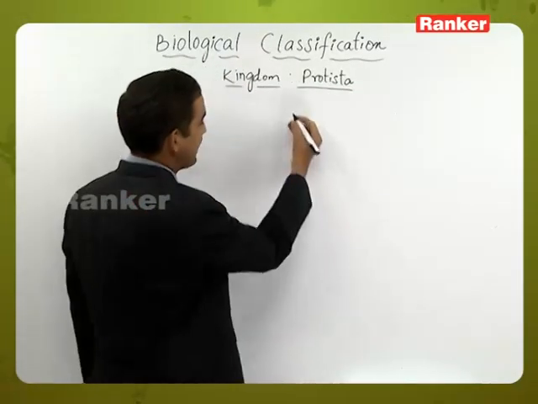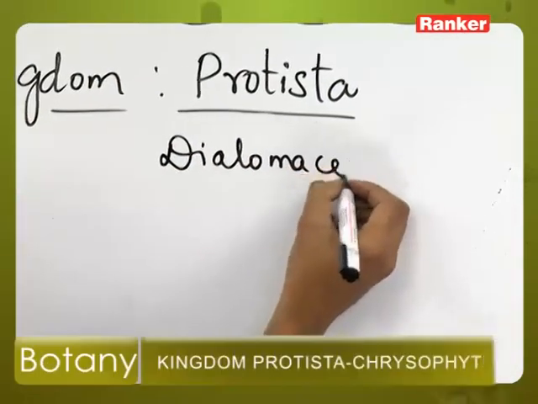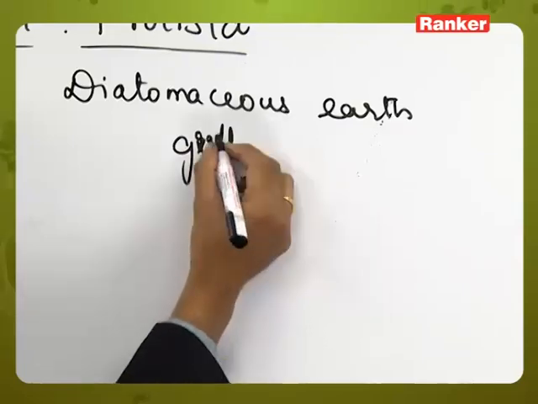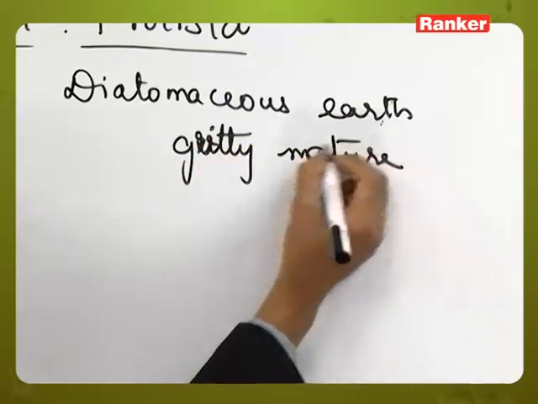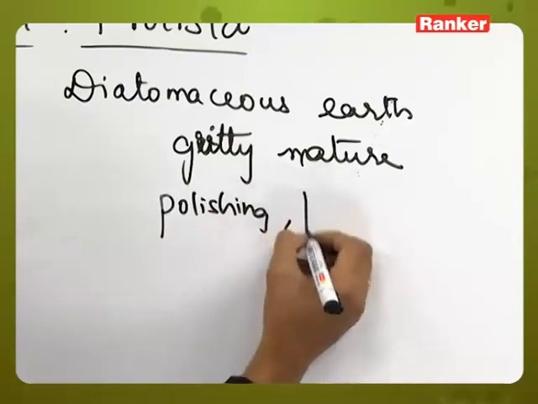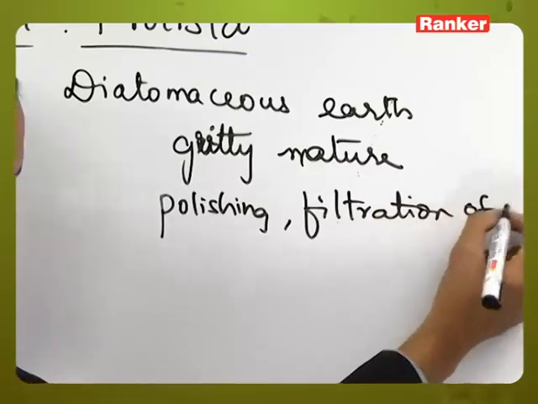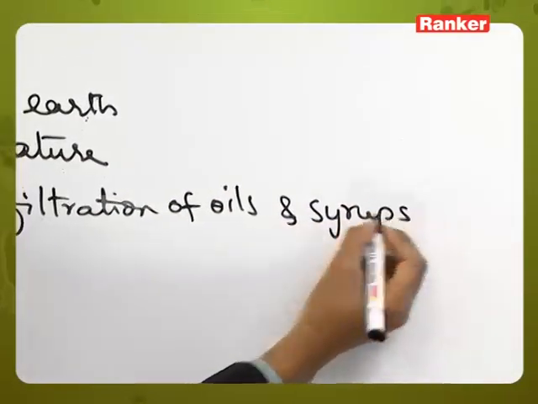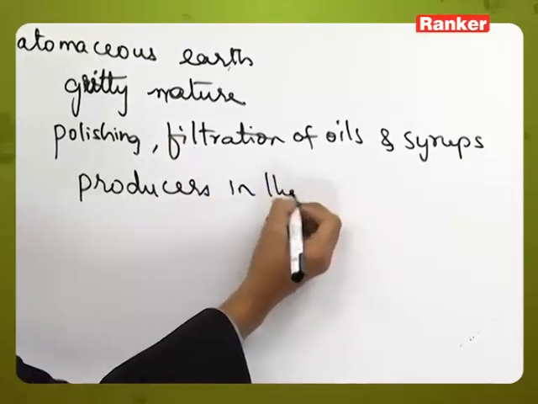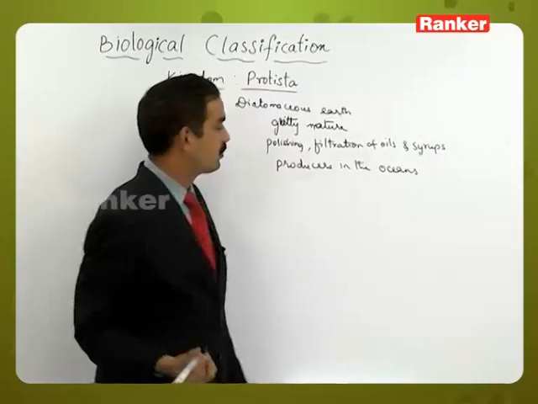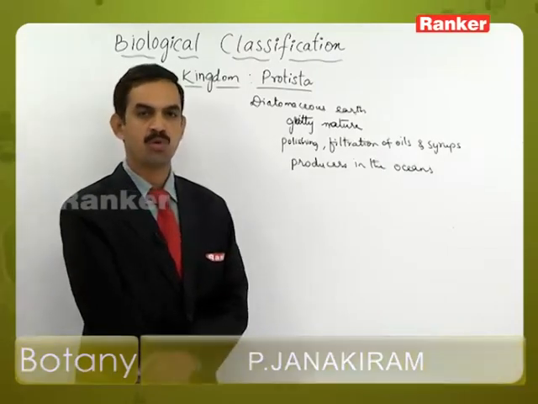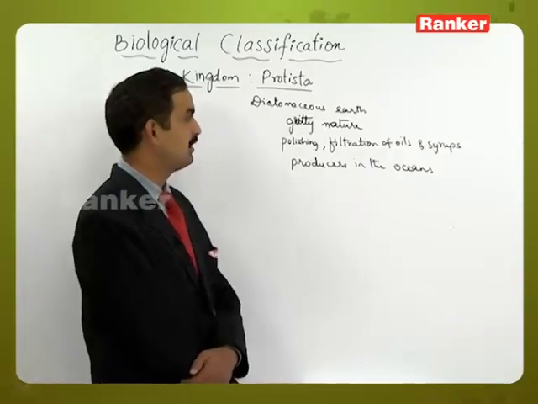In the economic significance, as we said, diatomaceous earth is present. Because of the gritty nature of the diatomaceous earth, it is used in polishing, and in filtration of oils and syrups. The other significance is that these are the major producers in the ocean. In the trophic levels of the food chain, they occupy a dominant position in the first trophic level as producers. So these are the two economic significances related to the Chrysophytes.